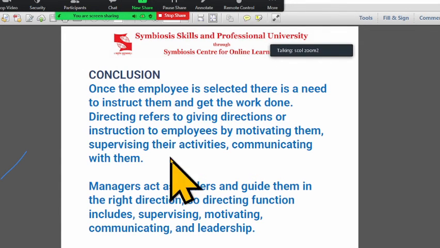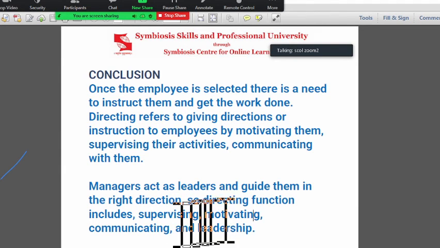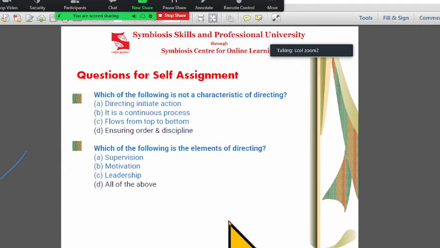This is how we can conclude. These are all the keywords which are needed, right? And the manager acts as a leader and guide. Leadership qualities are required. And as a guide for what? Guide to motivate the people, right? The manager acts as a leader and guides them in the right direction. So the directing function includes supervising, motivating, communicating, and leadership. So this is all for today's discussion, and here are two small MCQs.